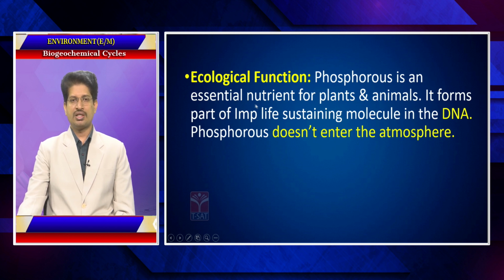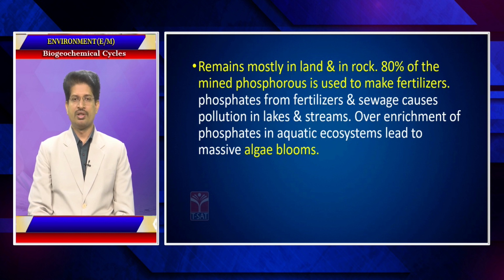Phosphorus is an essential nutrient for plants and animals, as I have specified. It forms part of important life-sustaining molecules like DNA. Phosphorus doesn't enter the atmosphere. In the case of the nitrogen cycle or the carbon cycle, these elements enter into the atmosphere, but phosphorus does not. It passes through the lithosphere to the hydrosphere and biosphere. So, it is essentially required in DNA, and it doesn't enter into the atmosphere. On this basis, objective bits can be formed. So, phosphorus remains mainly in land and in rock.